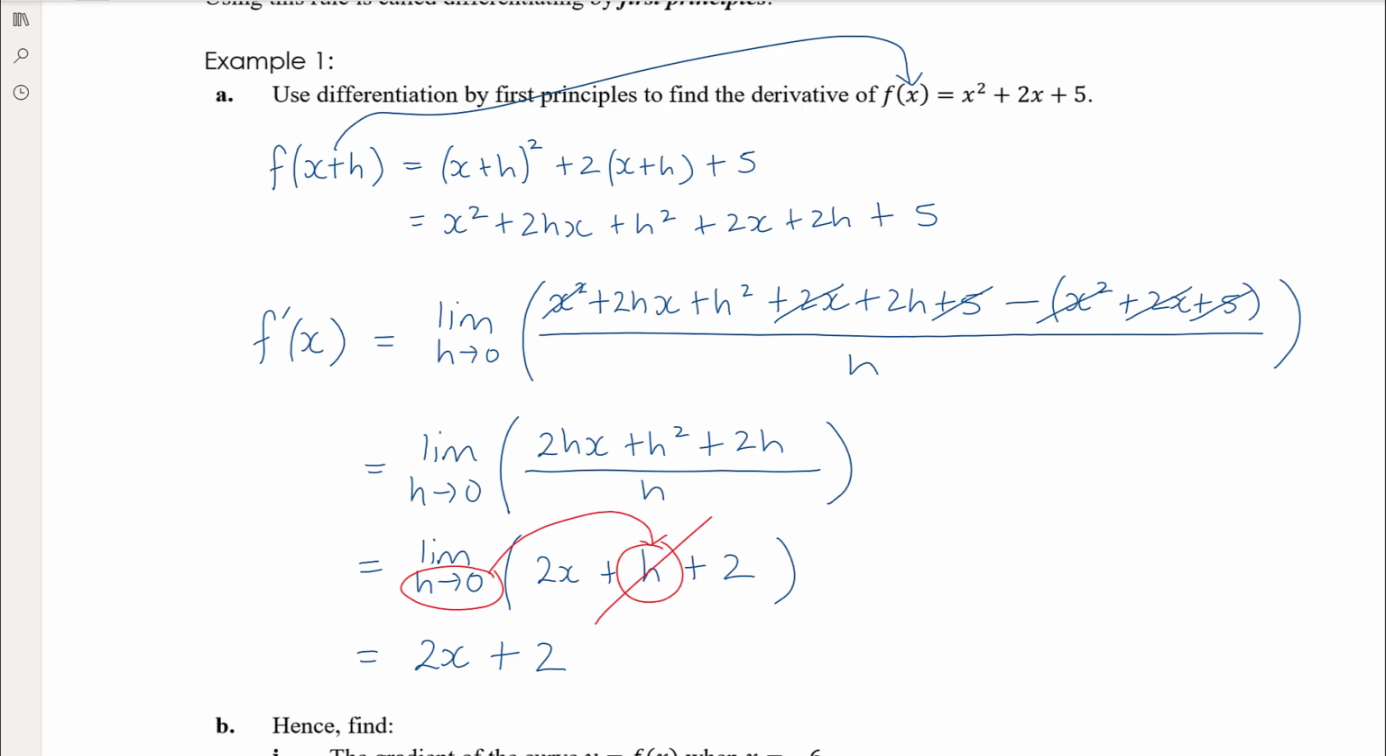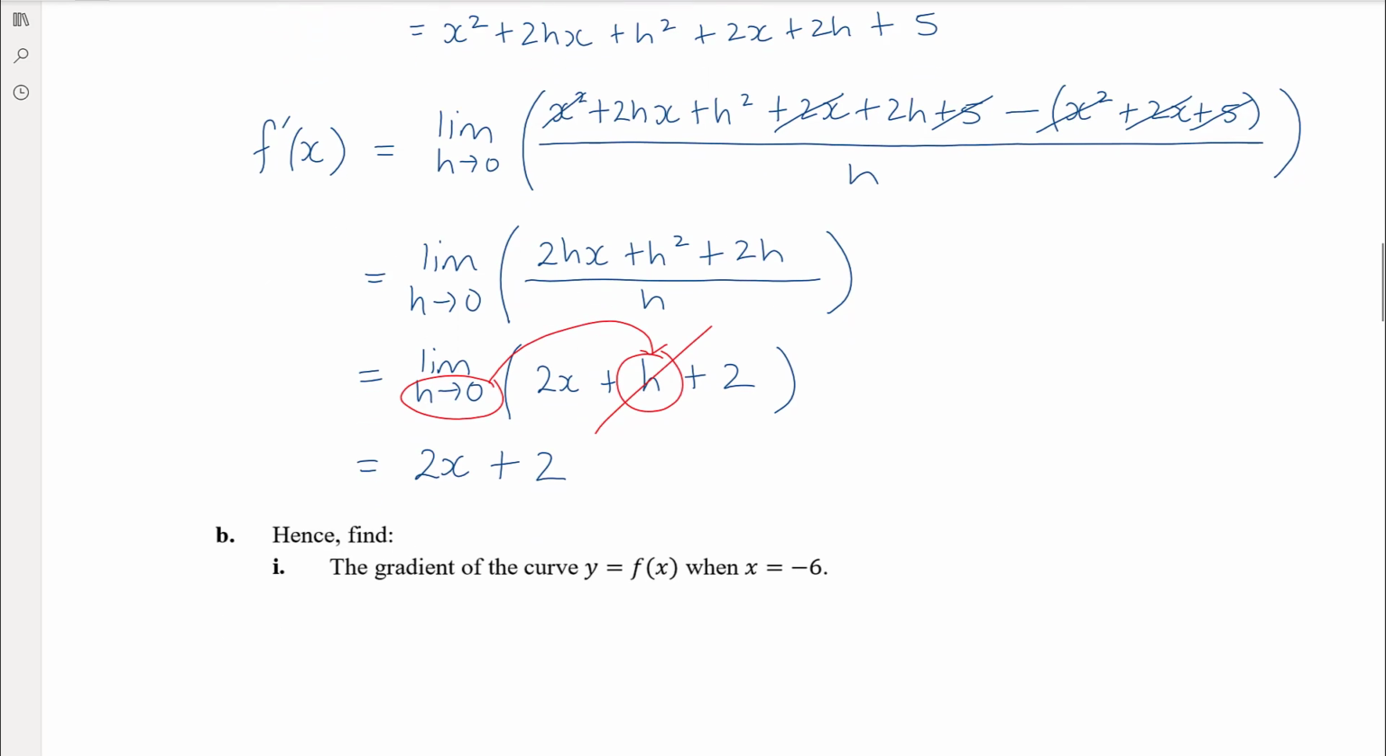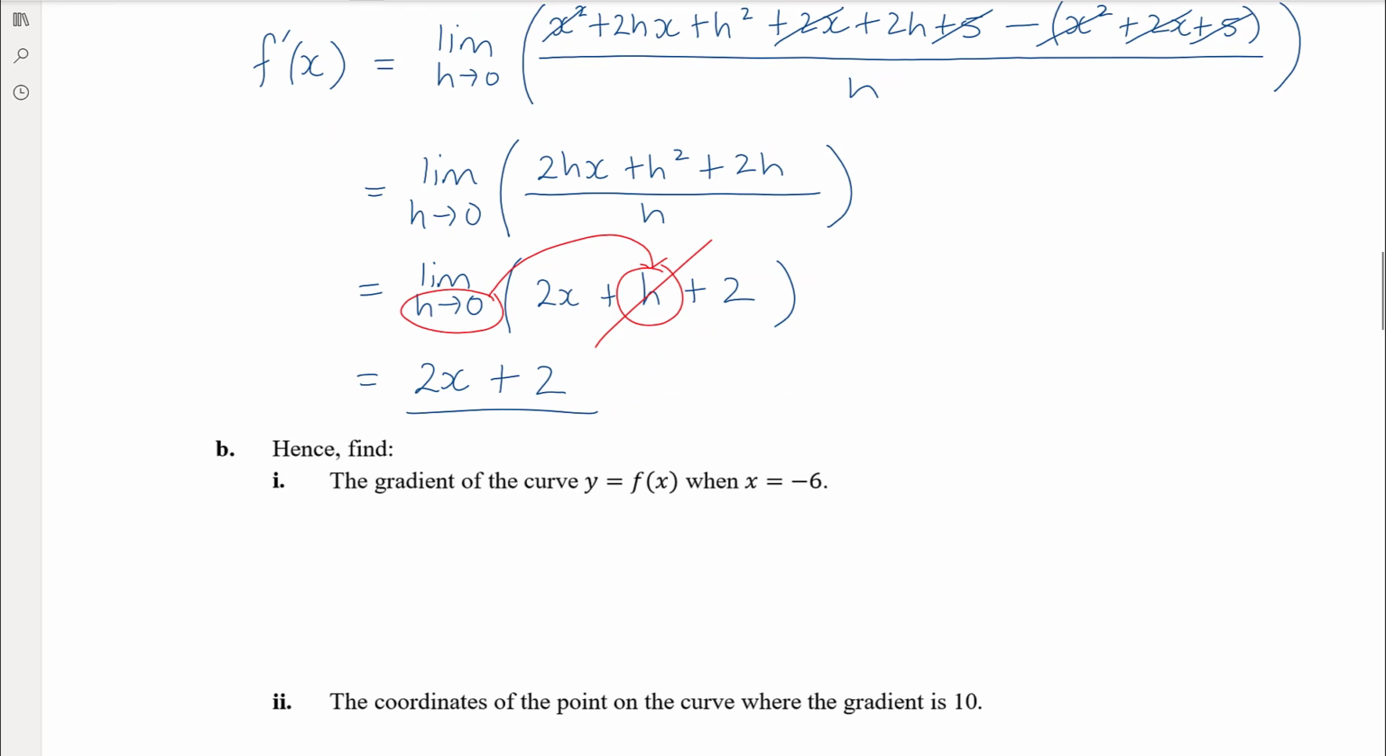And obviously differentiating by first principles is what's going on in the background of using that rule, and we need to be able to show that we can do that ourselves. Okay, part B says hence, so that means use what you found in part A. So we're going to use our derivative or our gradient function to find the gradient of the curve when x equals negative 6. We've now got an equation that describes the gradient. That's what this 2x plus 2 is. That will give us the gradient of the curve f of x.